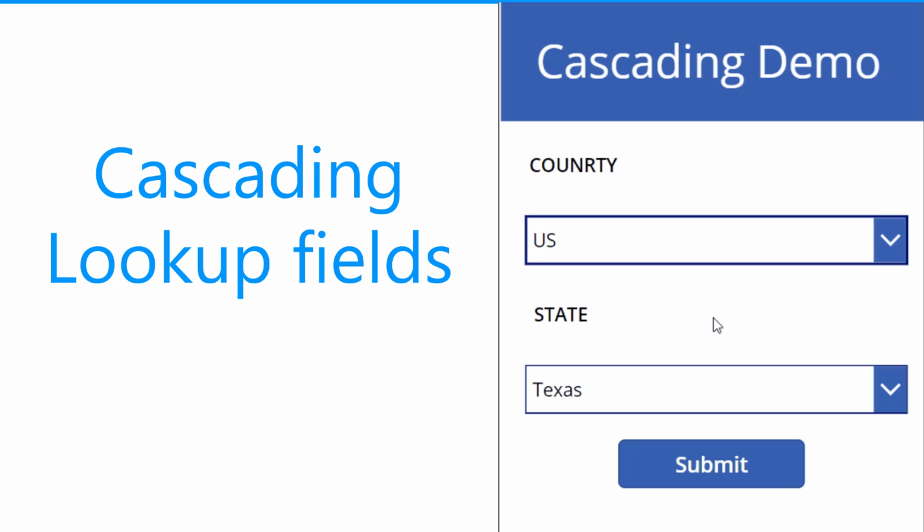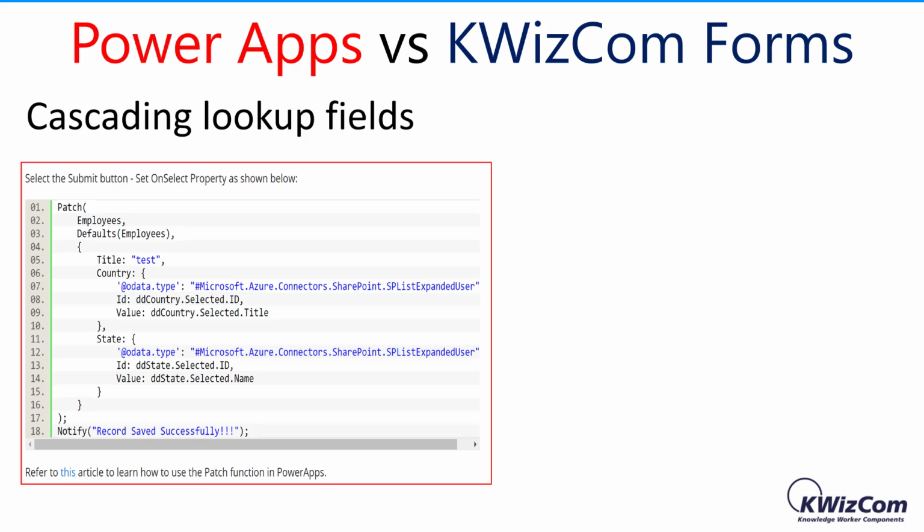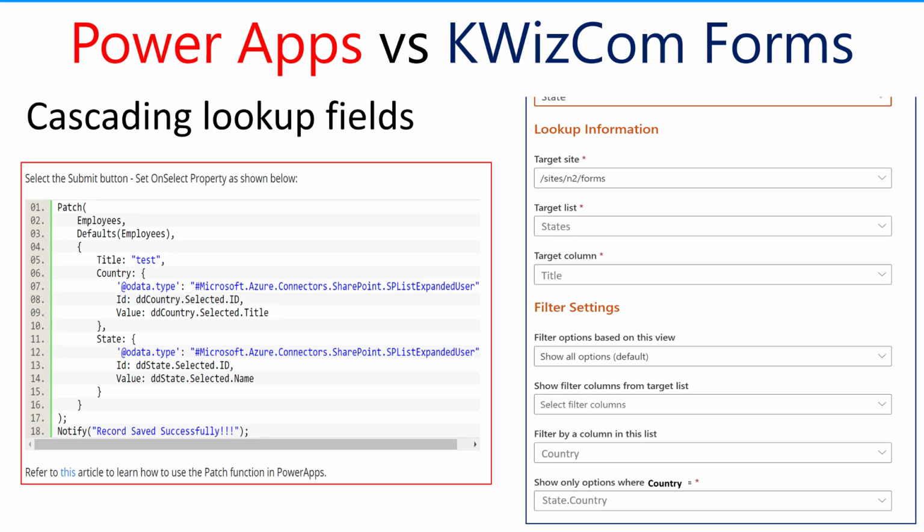And finally, another very common scenario is cascading lookups, one field filtering the other. Again, in PowerApps, you'll have to write custom code for it, while in KWIZCom Forms, you'll just have to configure the relationship between these 2 drop-downs by setting 2 properties. That's it.